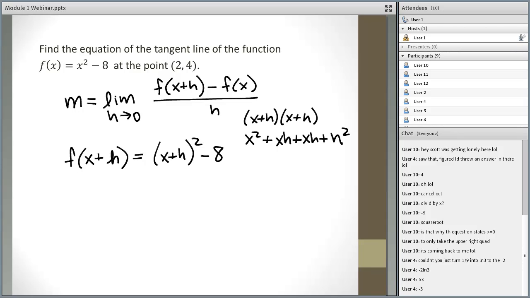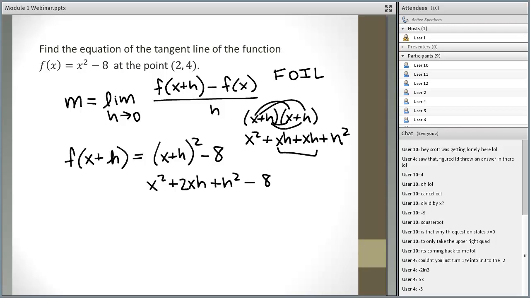So I just multiplied this out, so x gets multiplied by both of those, and then h also gets multiplied by both of those. You might have heard that called the FOIL method. Front terms, outer terms, inner terms, last terms. So I have x squared plus 2xh, just combined these two because I have 2 of them, plus h squared minus 8. That represents that first part of our equation. And then f of x is just the function that we're given.